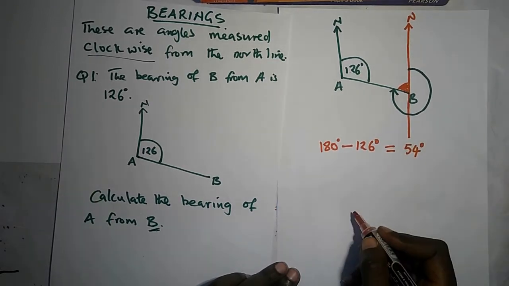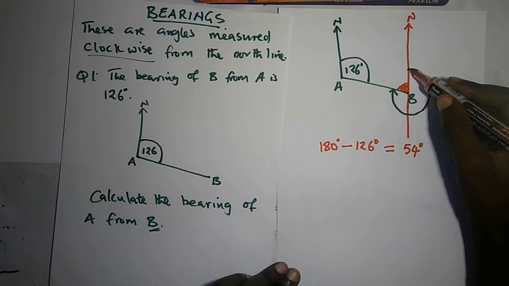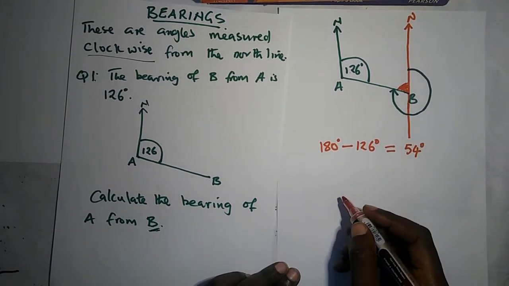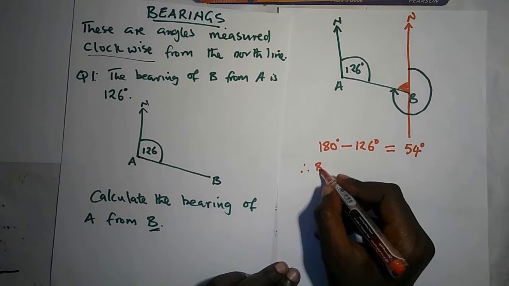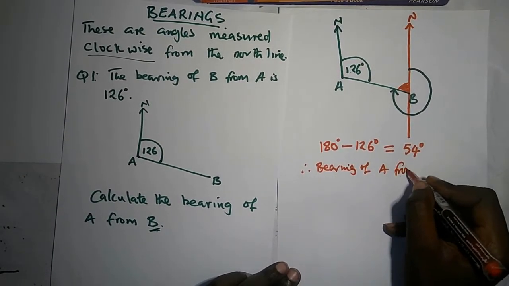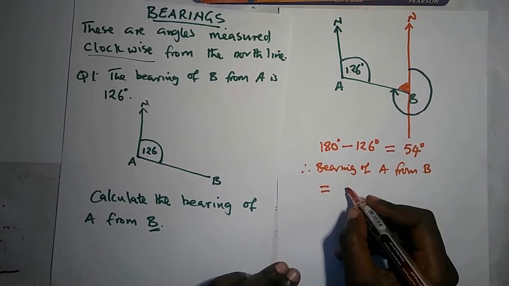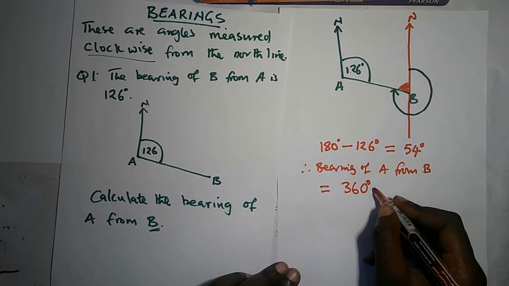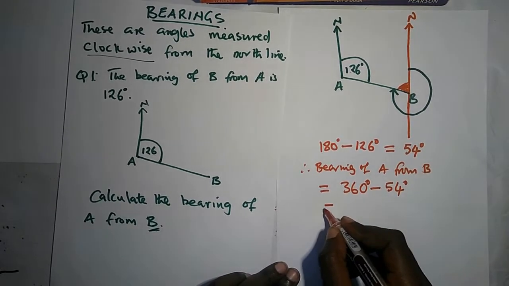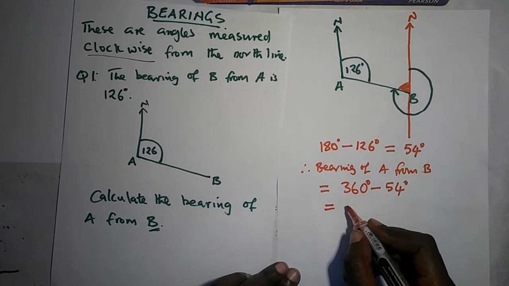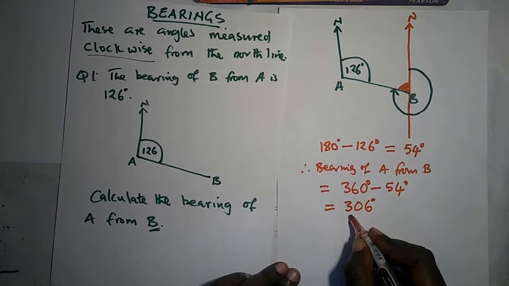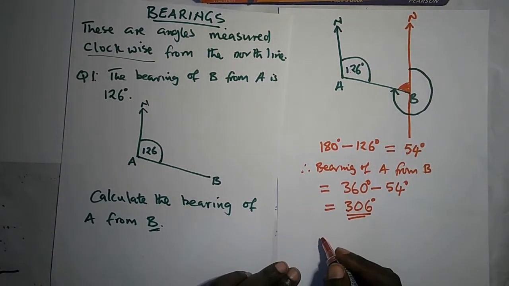54 degrees. And then since you have 54 degrees and this is a circle, the angles in a circle make up 360 degrees. So you say therefore the bearing of A from B will be equal to 360 degrees minus 54 degrees, which is going to give us 306 degrees. And that will be our bearing for this question.